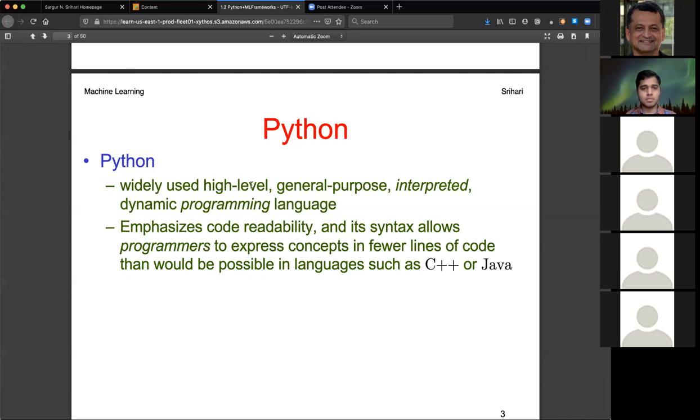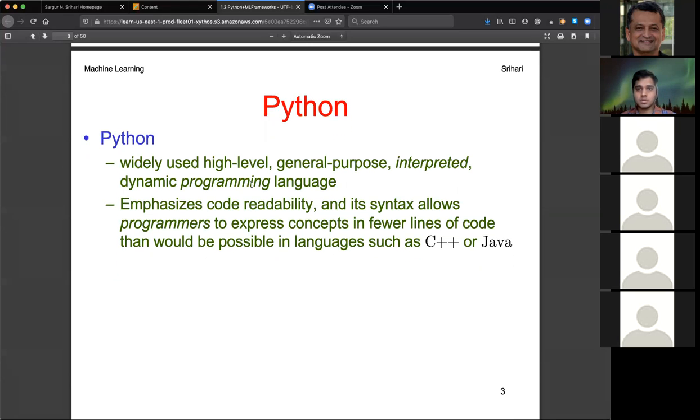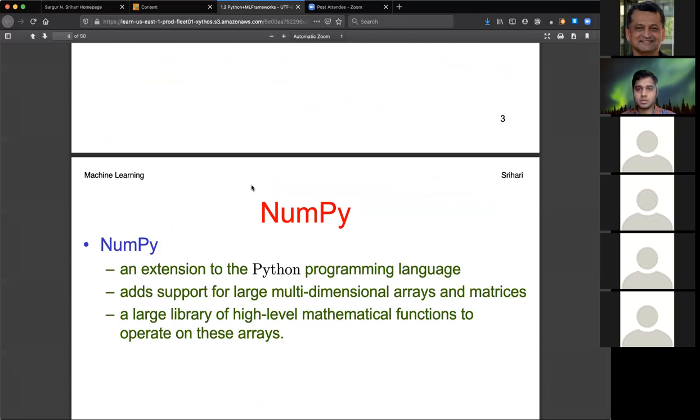So what is Python? It's a widely used high-level general purpose interpreted dynamic programming language, right? It's interpreted as opposed to compiled. And the philosophy of Python was code readability. And it allows programmers to express concepts with fewer lines of code than would be possible in languages such as C++ or Java. All right, so fewer lines. Okay, that sounds promising. So we can say, well, do the whole thing here, rather than having to code everything. So that's one nice thing.